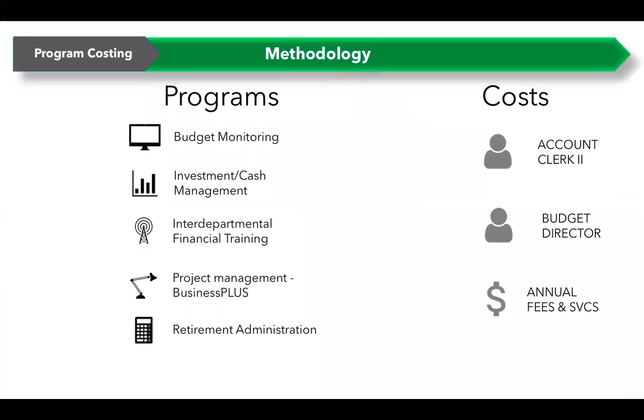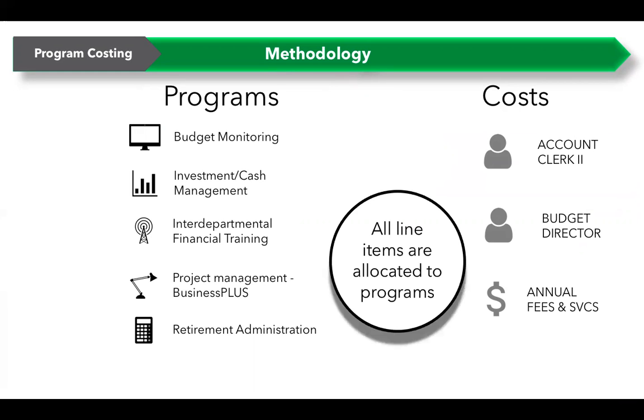So when we talk about allocating line items to programs, we have taken your adopted budget and uploaded that into the tools, and then it's broken out by cost type, so personnel or non-personnel. We're going to allocate all of the line items that are in the tools to the programs that have been identified for this budget year.